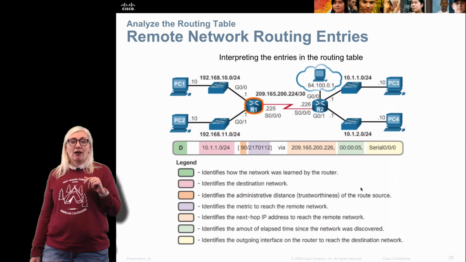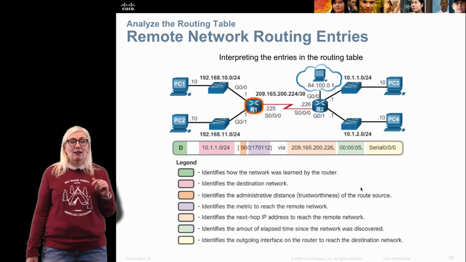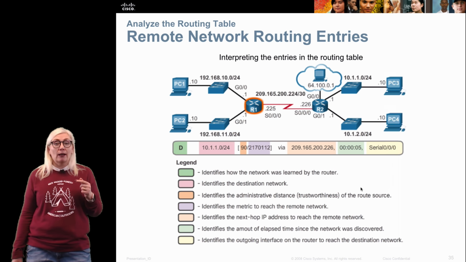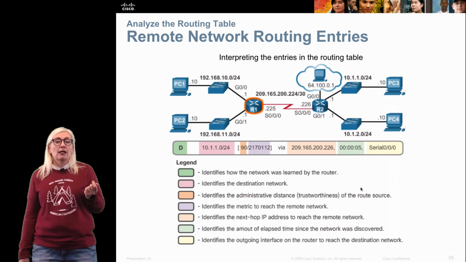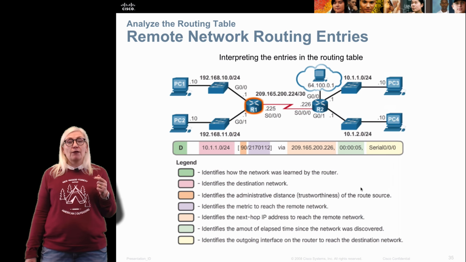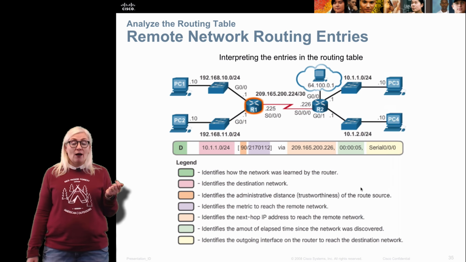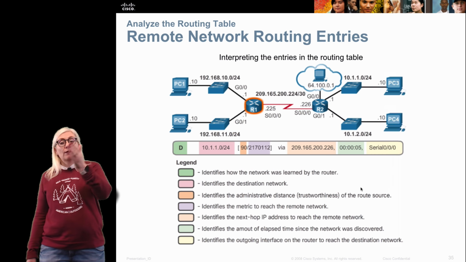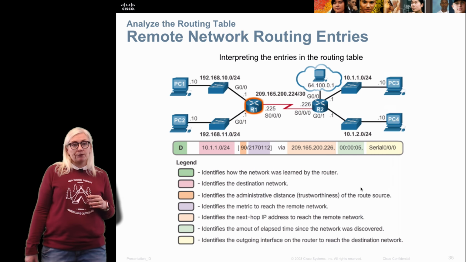And then we have a via address, the next hop. How will I reach this network? Well, I will reach it by going to the IP address 209.165.200.226, which is the serial interface of router 2. Not my local, but on the other side of the link.